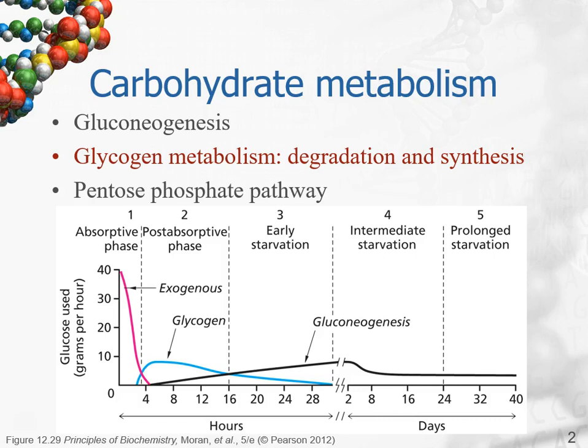So I wanted to show you this graph right here because this shows what happens if an individual undergoes prolonged starvation. So this red curve right here shows, the y-axis shows the glucose used in grams per hour. So here you have absorbed glucose from your food, so it's pretty high. But if you don't eat again, then glycogen is broken down, and that lasts for a little bit more than maybe 24 hours. And then gluconeogenesis ramps up. So if the starvation is prolonged, then you would break down fat. But we'll talk about that in chapter 17.